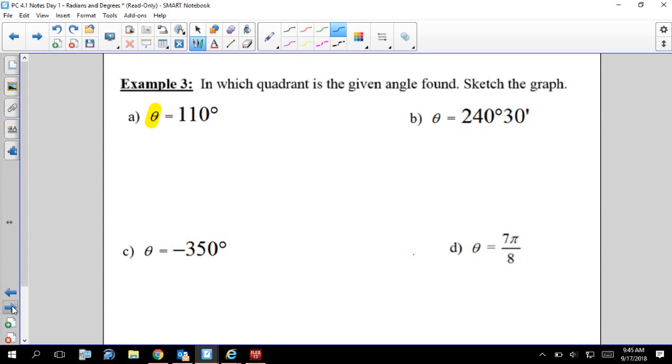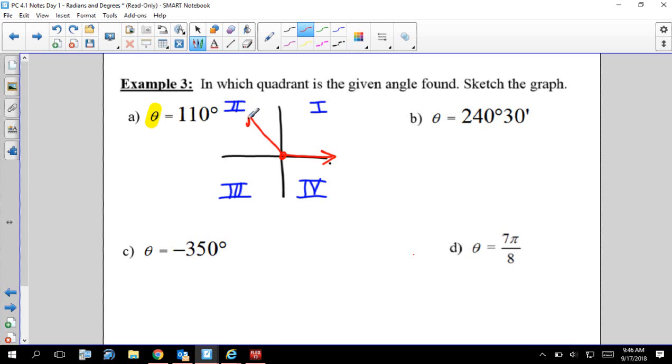All right, in which quadrant is the given angle found? So they're going to call them theta. And the quadrants go counterclockwise, and they are Roman numerals. That's how they're labeled. So for this one, 110, we go to our initial side, draw the first side of the angle, terminal side at 110, draw an arc showing which way you rotated, and then which quadrant is that in. Second, so 2. Pretty easy.